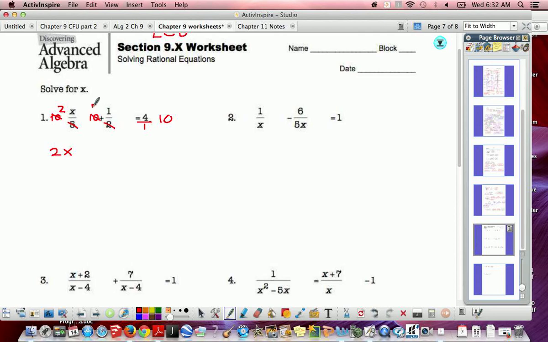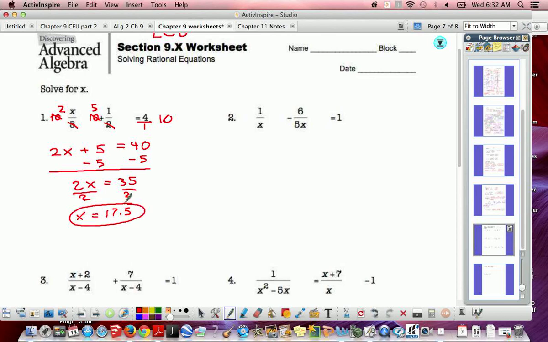2 goes into 10 5 times. 1 times 5 is 5. 4 times 10 is 40. Now I have an equation that has no fractions whatsoever, and I can just simply do my arithmetic. So I subtract 5, 2x equals 35. Divide by 2, x equals 17.5. And I have my solution. Now remember, you can always go back and plug them in and simplify and check to make sure you have your answer correct.